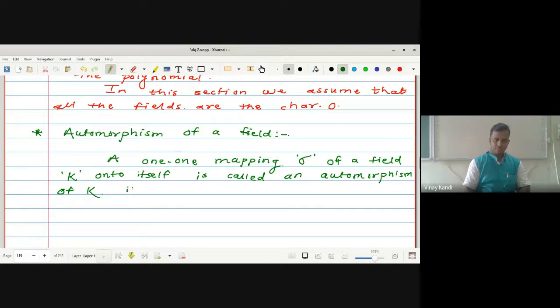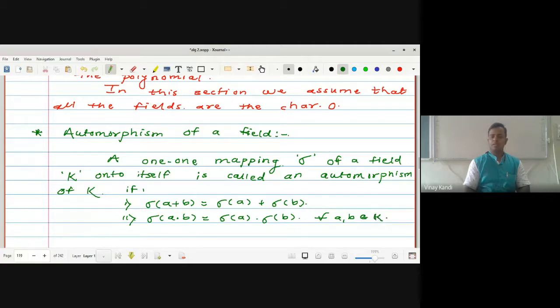if it satisfies two conditions. First one, sigma of A plus B is equal to sigma of A plus sigma of B. And second one, sigma of A into B is equal to sigma of A into sigma of B, for all A and B belonging to K. So this is the definition of an automorphism of a field.